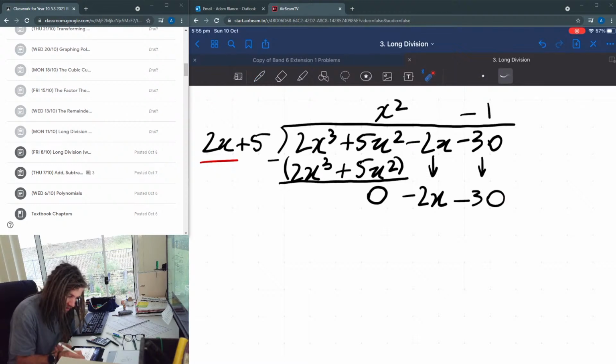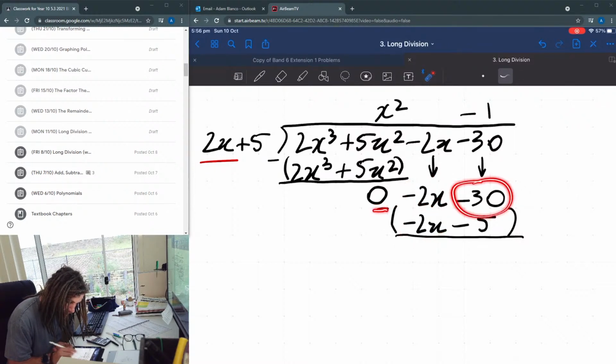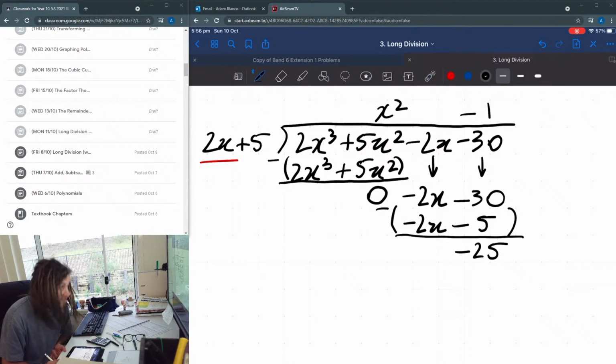Minus 2x plus 1. Okay, so then minus 1 times 2x is minus 2x, and then minus 1 times 5 is minus 5. Minus 2x minus minus 2x is nothing. Then minus 30 minus minus 5, so that's a plus: minus 30 plus 5 is minus 25. And 2x plus 5 doesn't go into that.